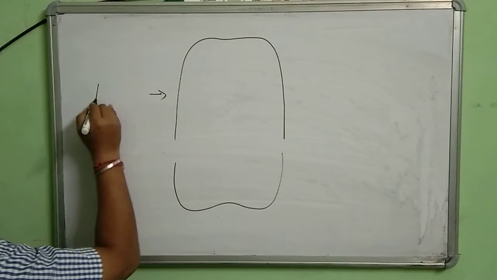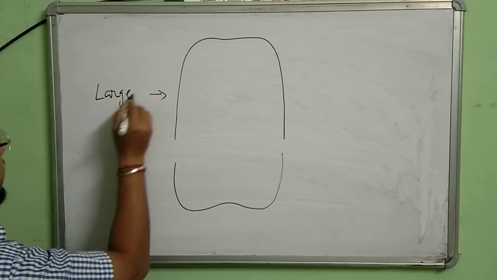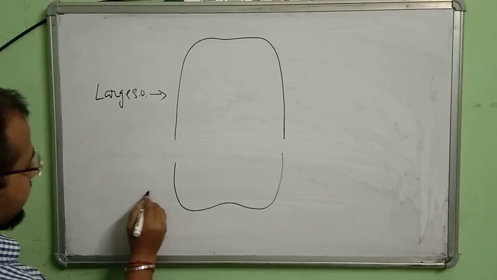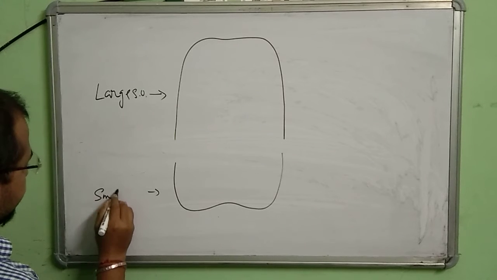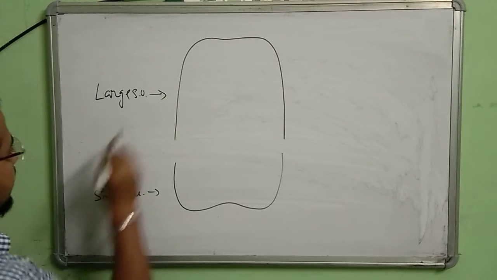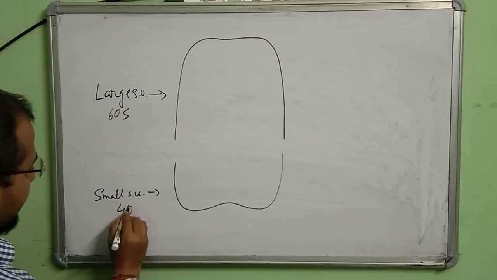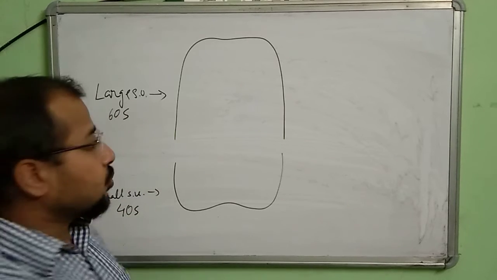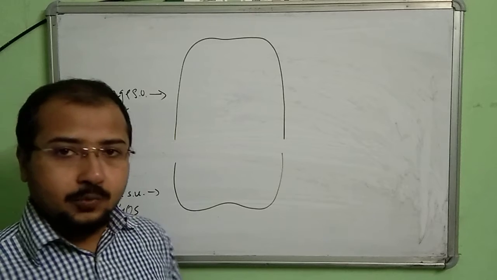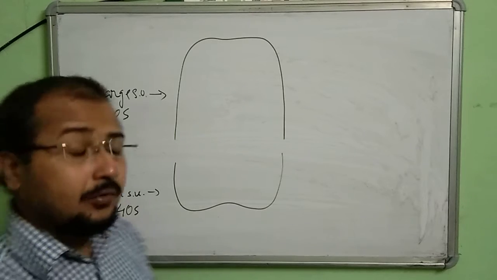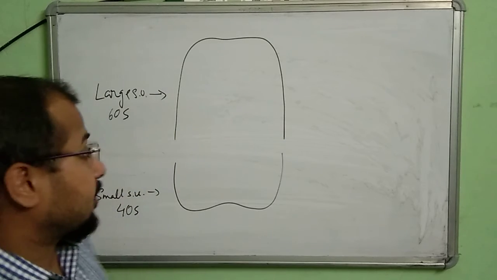So let's label it. This is the large subunit and this is the small subunit. This is the size, you can say 60S, and this is the size of 40S. Two structural units of the ribosome, and both of these are involved in the process of translation.